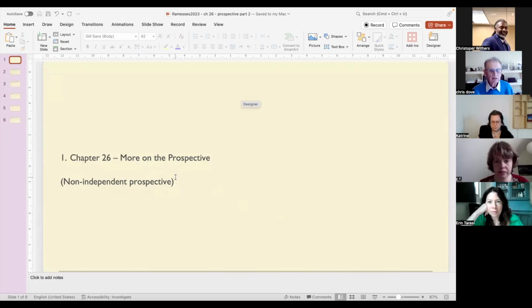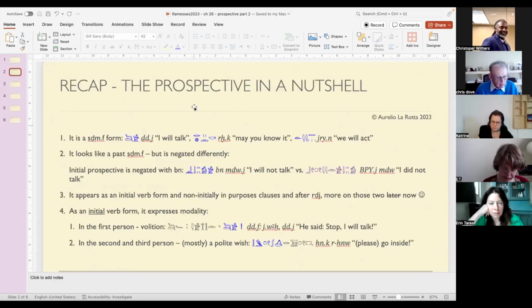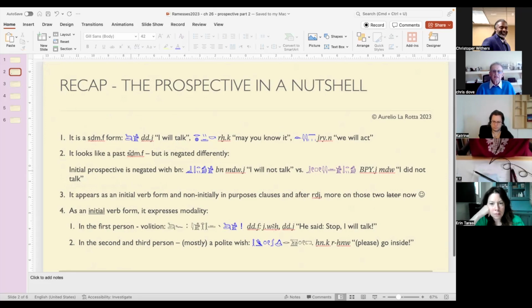Now we're dealing with the other half, namely the non-independent perspective. In other words, the perspective after something else. And I have a quick recap here. What we talked about the last time should be very familiar now. The initial perspective is a such form, for example, such may, I will talk, or rechik, may you know it, etc. It looks like a past HMF, but it's negated differently.